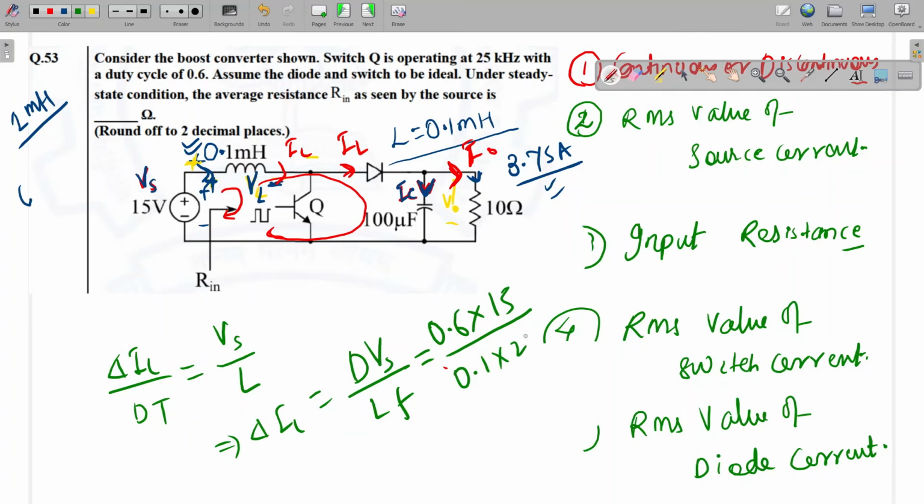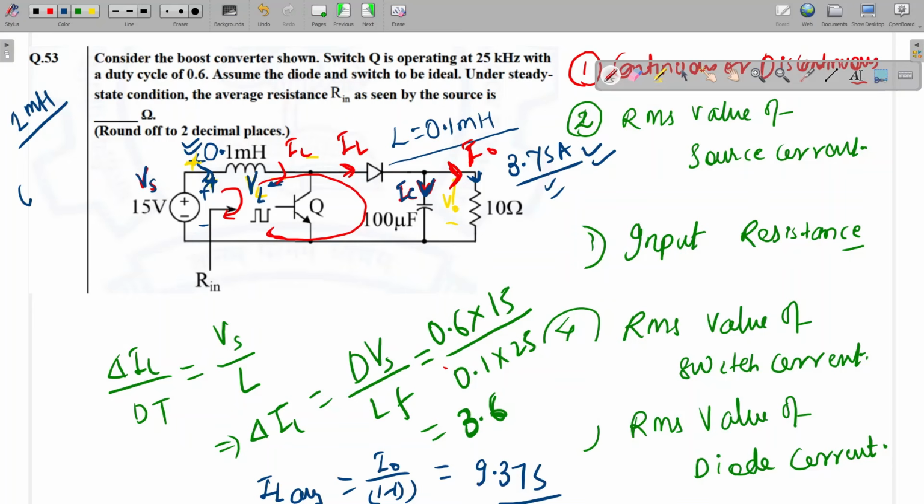0.1 into 25, how much is this value? 0.6 into 15 divided by 0.1 into 25, that is 3.6. So the ripple current in the inductor is 3.6. What is the IL average? IL average is equal to I naught divided by 1 minus D. I naught we have already calculated as 3.75. So 3.75 divided by 0.4 is 9.375.